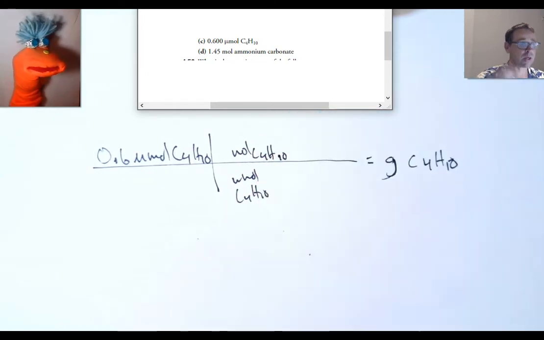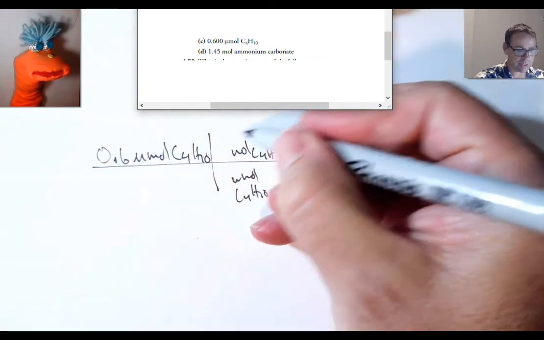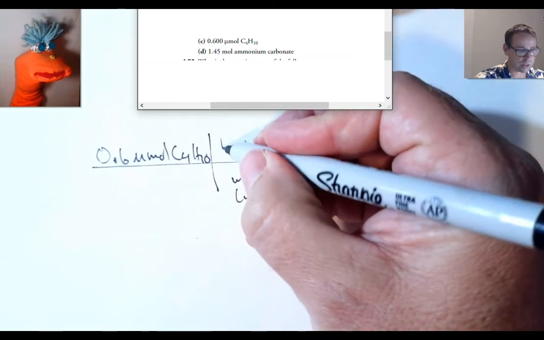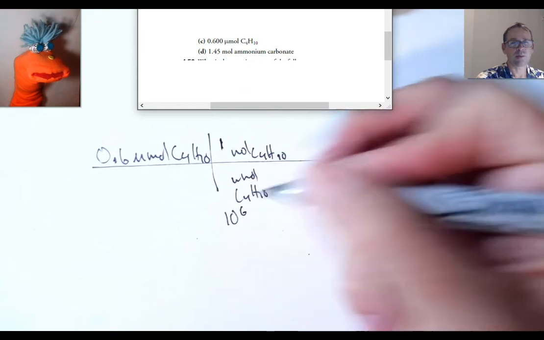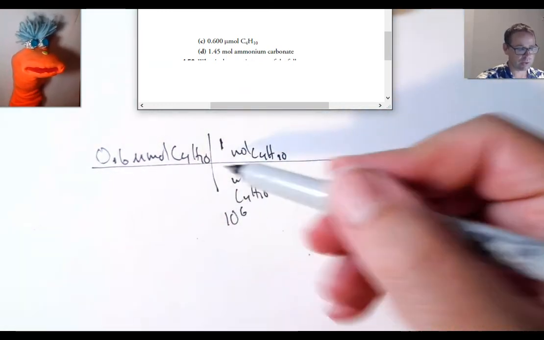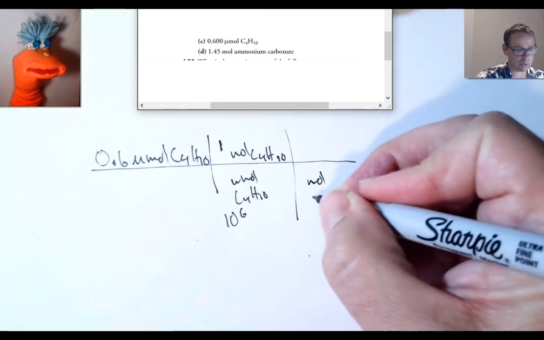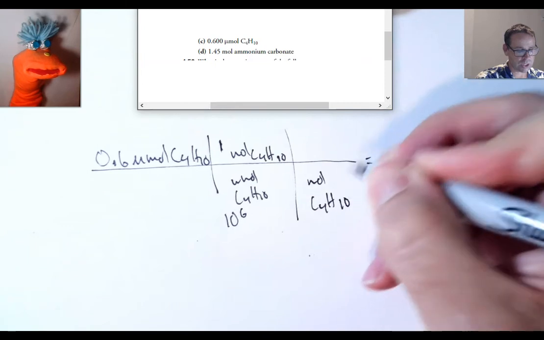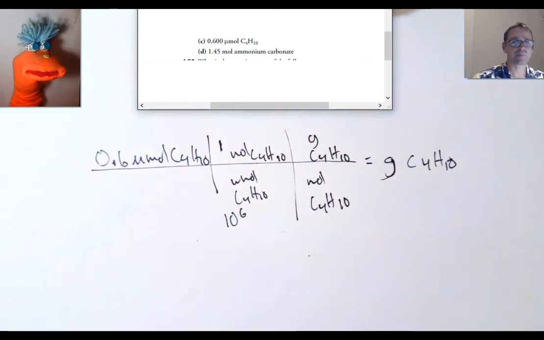Do you know what a micromole is? Micro, is that 10 to the minus 6? That's right. So I could go 10 to the minus 6 moles for every micromole, or I could say 1 mole has 10 to the 6th micromoles, right? Okay. So that's my conversion factor there. Now I'm in moles of my C4H10, and I can go from moles of C4H10 to grams of C4H10.